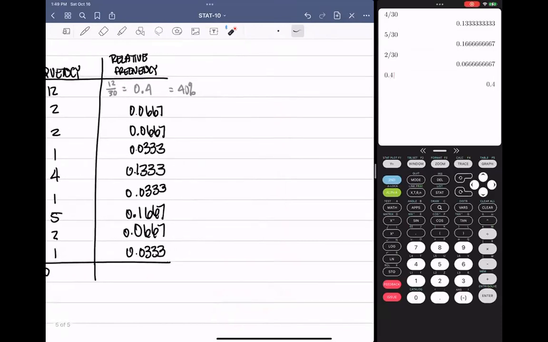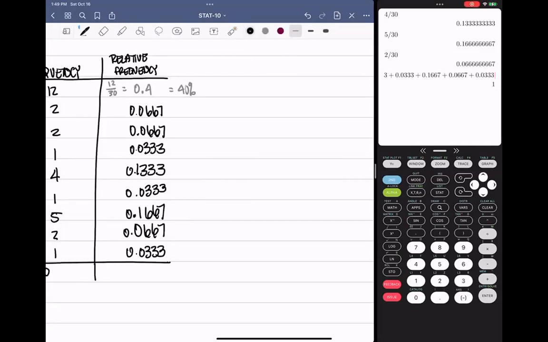So 0.4 plus 0.0667 plus 0.0667 again, plus 0.0333 plus 0.1333, 0.0333, 0.1667, 0.0667, and lastly 0.0333. And see how they all equal to 1.